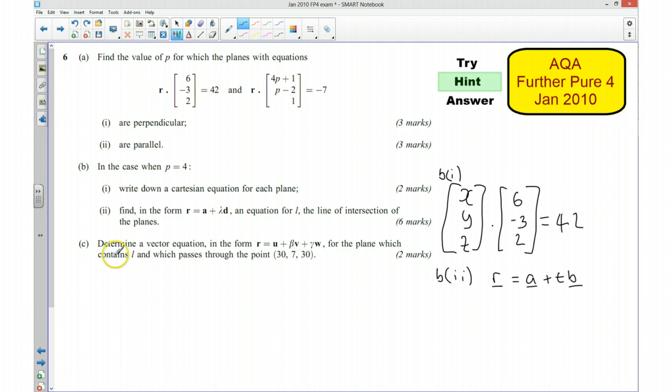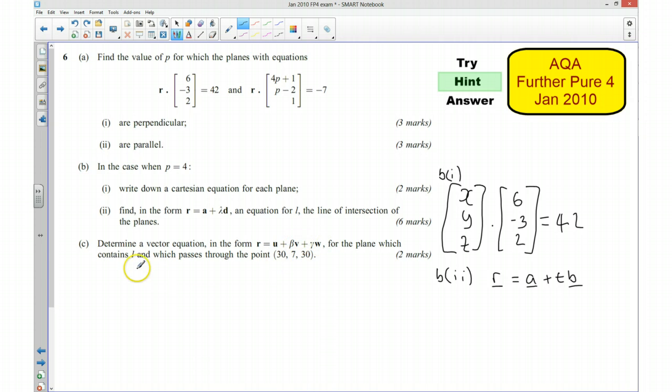Okay, and then for part C, we're asked to determine a vector equation in this form here for the plane which contains L. Now remember, L is the equation of the line of intersection of the planes, and we're also told that this point passes through 37, 30. So I should already know that this equation of a plane is going to be made up of a point on the plane and two non-parallel direction vectors.